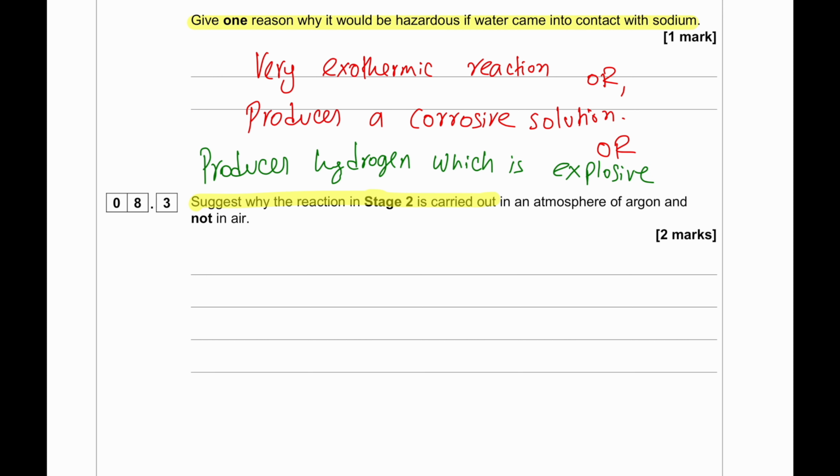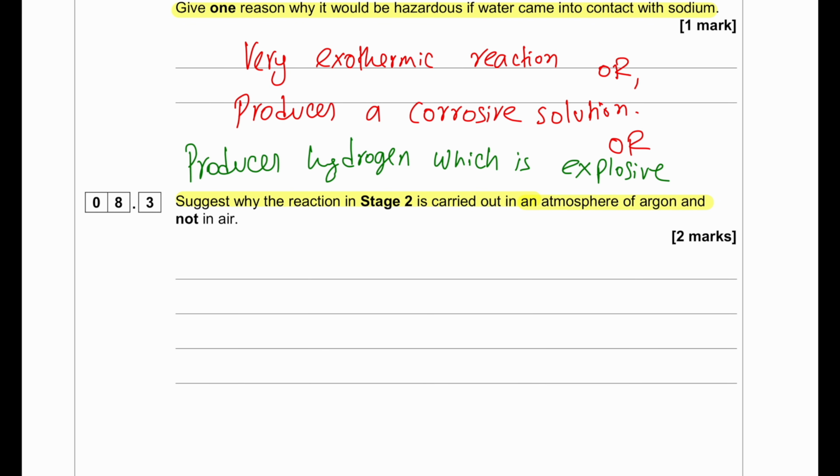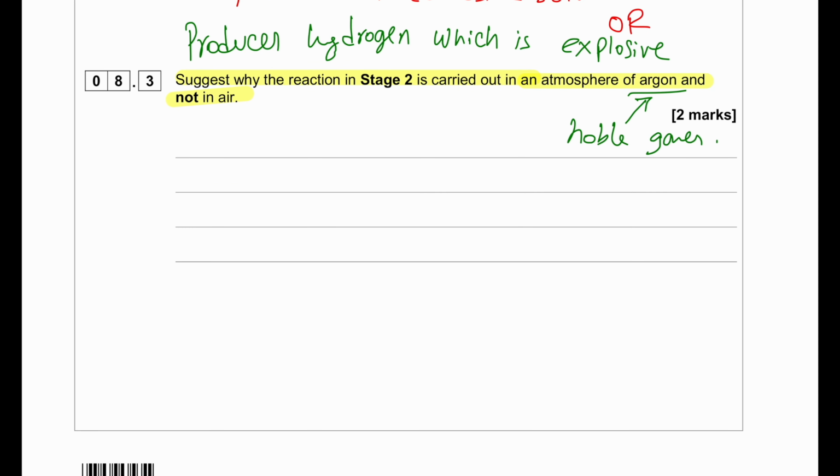Suggest why the reaction in stage 2 is carried out in an atmosphere of argon and not in air. We know that argon is a noble gas, and noble gases do not react, so it gives an inert environment. All right, so we will say argon is unreactive.